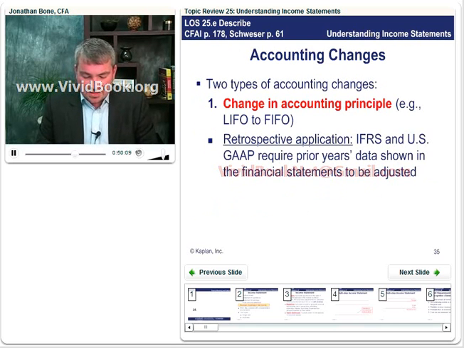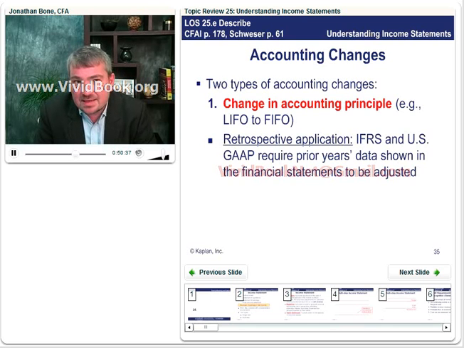We then move our attention to accounting changes. And we have two types of accounting change: changes in accounting principle and changes in accounting estimates. Now, if we change our accounting principle, so maybe we move from LIFO inventory valuation to FIFO, or maybe we move from accelerated depreciation to straight line, then it's deemed to be a change in accounting principle and we have retrospective application, i.e. you need to show the previous year's comparative figures as if that policy had been applied to that year as well.